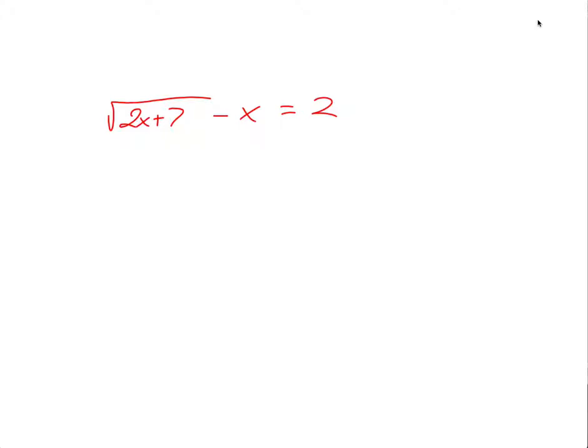So the square root of 2x plus 7, minus x equals 2. Add the x. So the square root of 2x plus 7 equals x plus 2. Alright, now what? Square both sides.